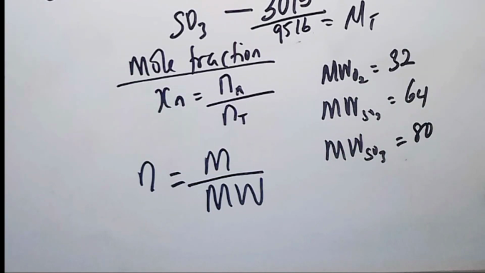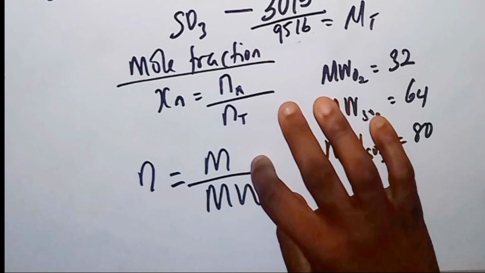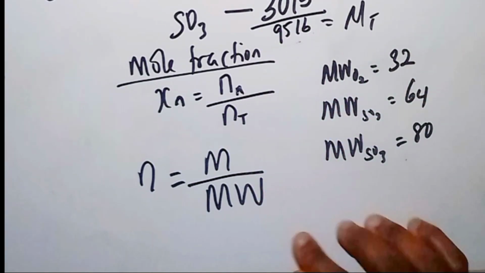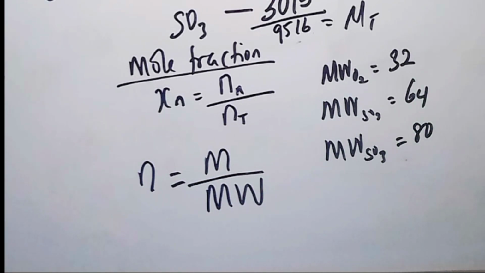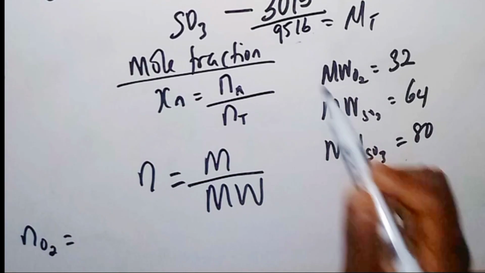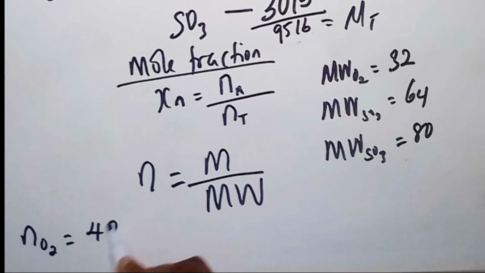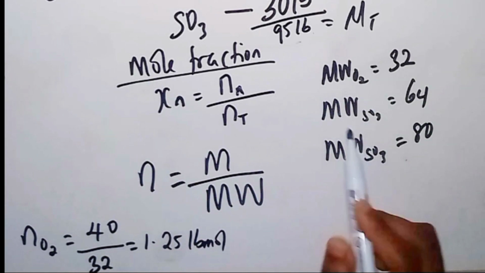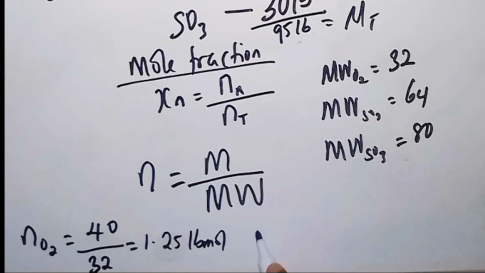All we need to do is to substitute the mass here for oxygen divided by the molecular weight. At the end of the day, we get the number of moles for oxygen. The number of moles of oxygen is the mass, which is 40, divided by the molecular weight, 32. 1.25 pound mole.